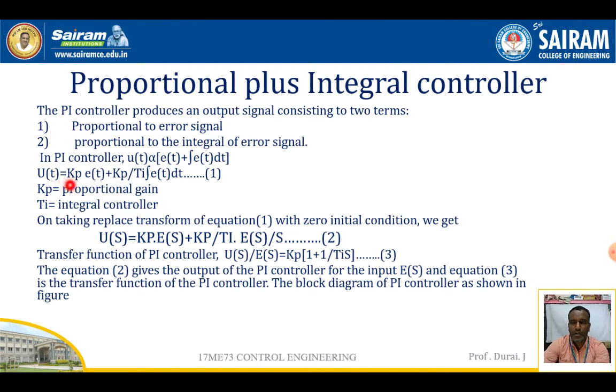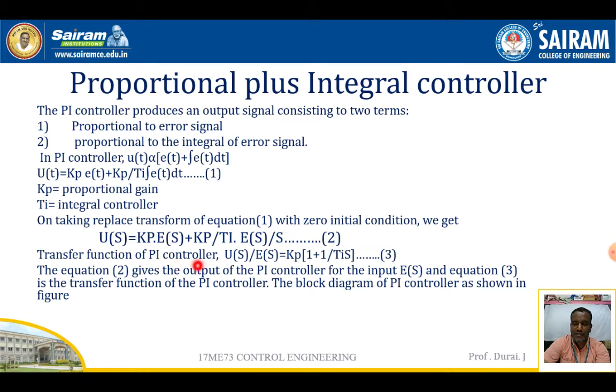So then u(t) is equal to Kp into e(t) plus Kp by Ti into the integral of e(t) dt. Here Kp is the proportional gain and Ti is the integral time. Taking the Laplace transform of equation 1 with zero initial conditions, we get U(s) equal to Kp into E(s) plus Kp by Ti into E(s) by s.